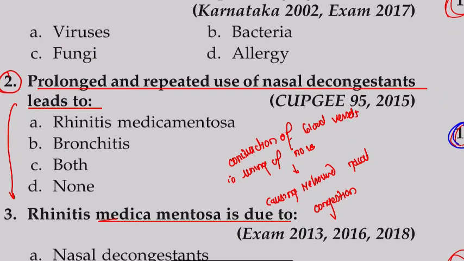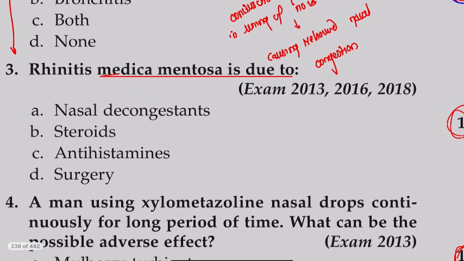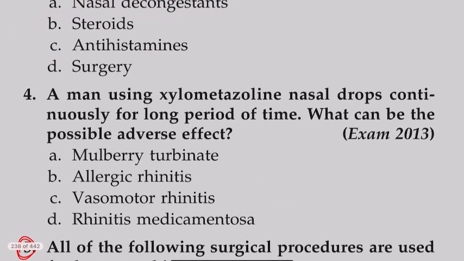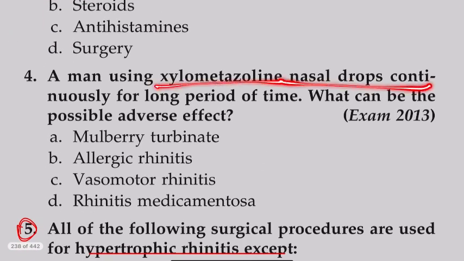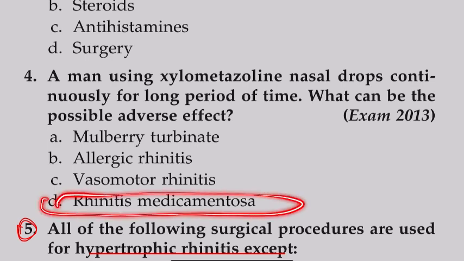Prolonged and repeated use of nasal decongestant will lead to rhinitis medicamentosa, right? Here what will happen is constriction of blood vessels in the lining of the nose, causing rebound nasal congestion. Okay, rhinitis medicamentosa is due to what? Nasal decongestant. A man using xylometazoline nasal drops continuously for a long period of time, what can be the possible adverse effect? The same thing, rhinitis medicamentosa.